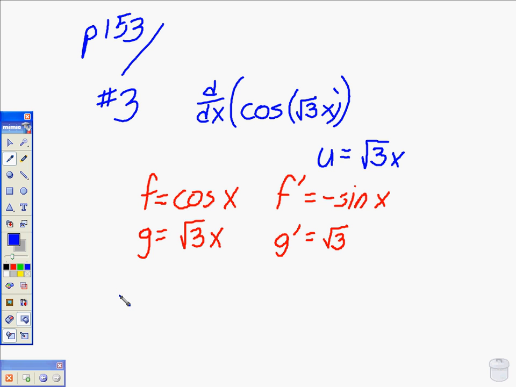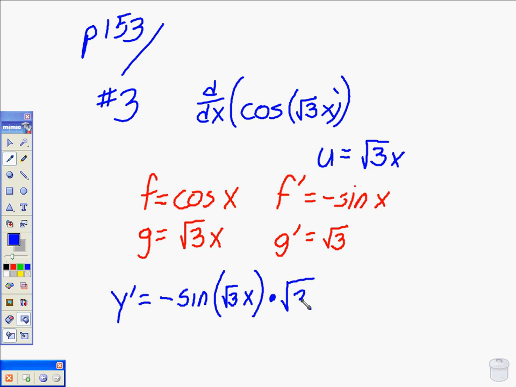So then our derivative should be f prime of g, negative sine of the square root of 3 times x, times g prime, which is the square root of 3. So if we put the number out front like an amplitude on our sinusoidal function here, negative square root of 3 times the sine of the square root of 3 x.